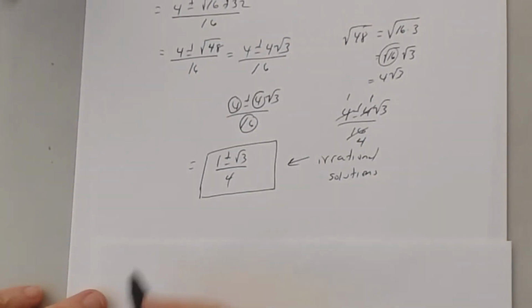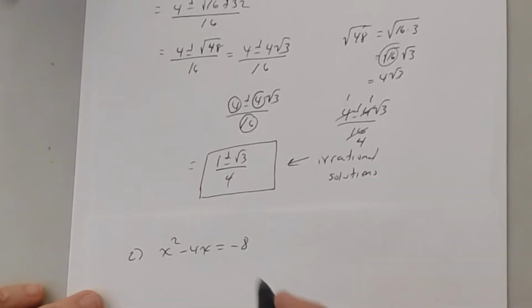All right, in number 2, you have this equation. You have x squared minus 4x equal negative 8. X squared minus 4x equal negative 8. Again, what kind of equation is this? Quadratic. Is it in the form I need it to be in? No, because I need 0 on that other side. So let's go ahead and rewrite this.